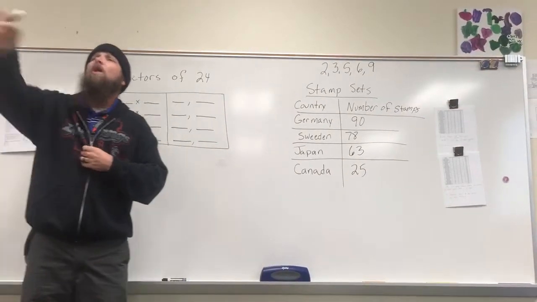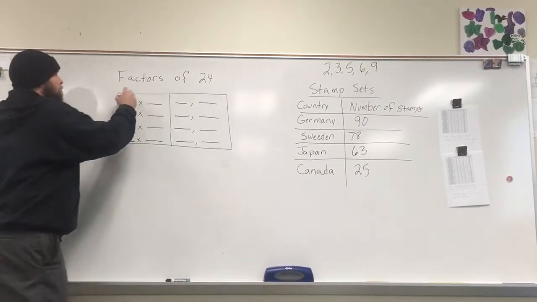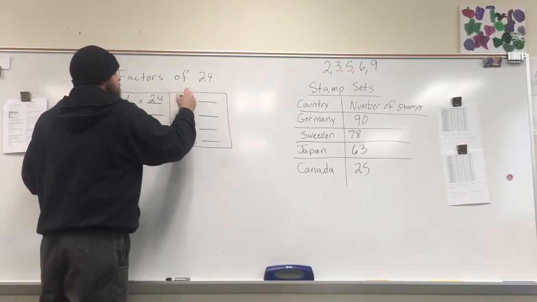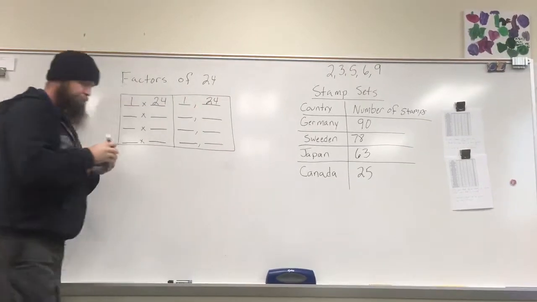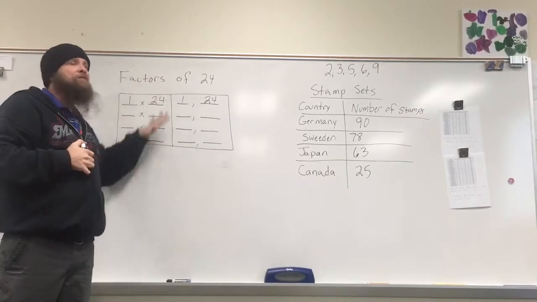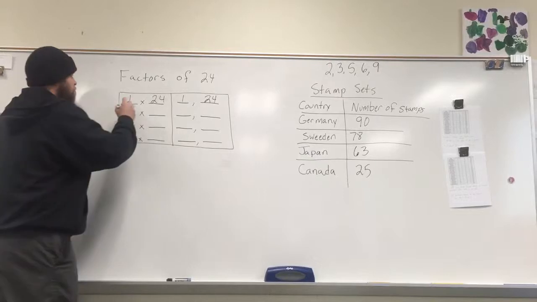Samantha, give me one factor pair for 24. 1 and 24. So 1 times 24. Now, we're going to list 4 pairs. You can have them in any order. Justin, give me another one. 2 and 12.